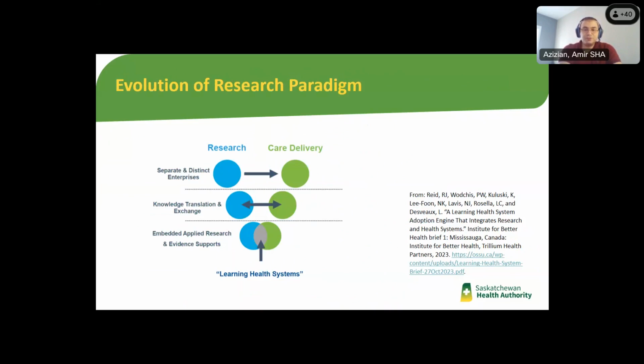In the evolution towards a learning health system, the focus shifts to the integration of applied research and evidence support. The intersection in the Venn diagram symbolizes the alignment of research questions with insights from care delivery realities. In addition to that, the operational decisions and strategic planning in care delivery are informed by research and evidence perspectives. So internal and external to the organizations or health systems, evidence influences the decision-making processes in the care delivery.